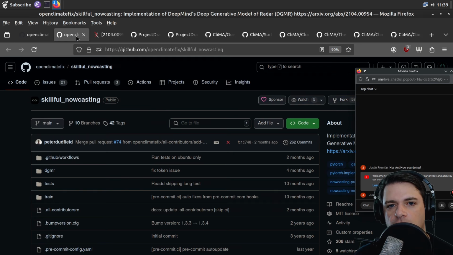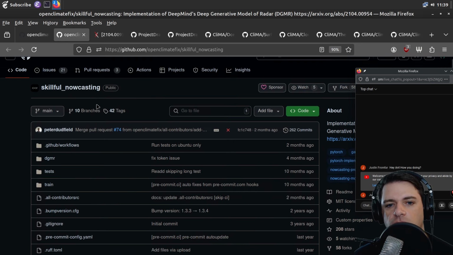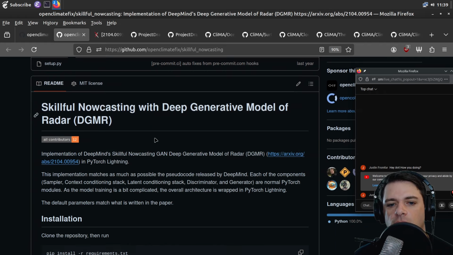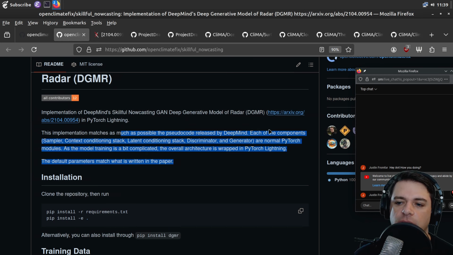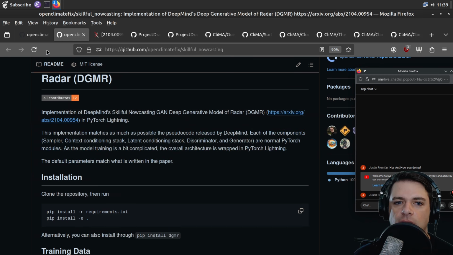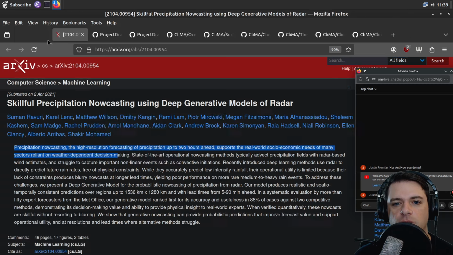Short-term weather forecasting. Okay, so here's skillful nowcasting with a deep generative model of radar. So this is an implementation of the paper from DeepMind. That's also a cool thing. It's nice to have open source versions of these models.